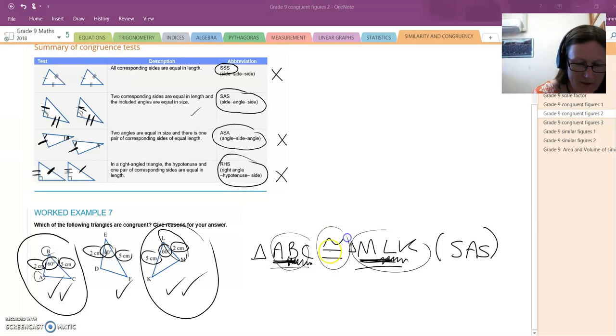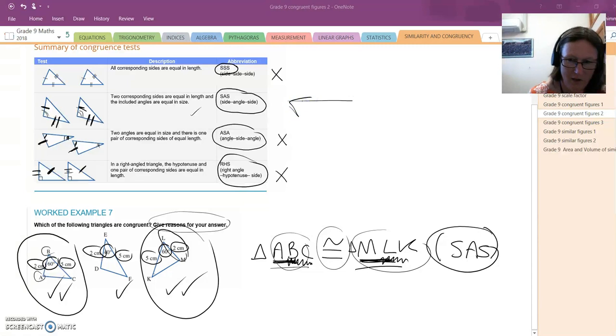That's, remember, our symbol for congruency. And the question said give a reason for your answer. You can just write SAS. The reason is the test side angle side.